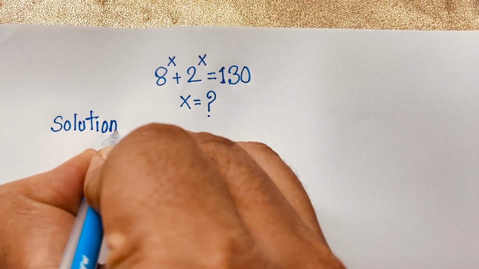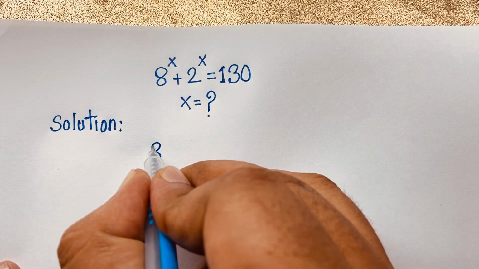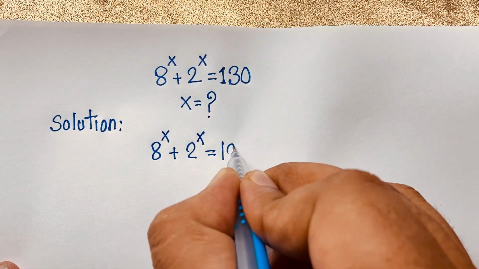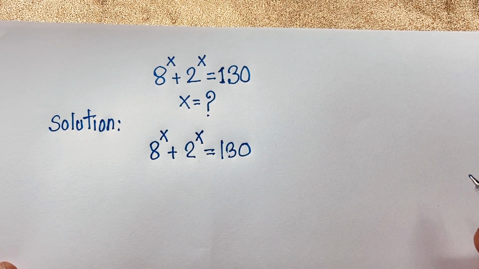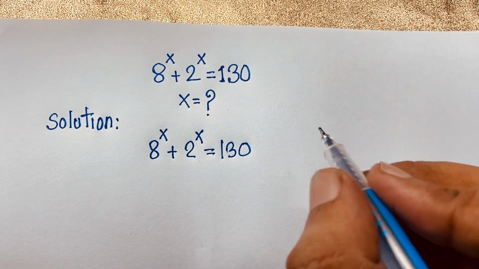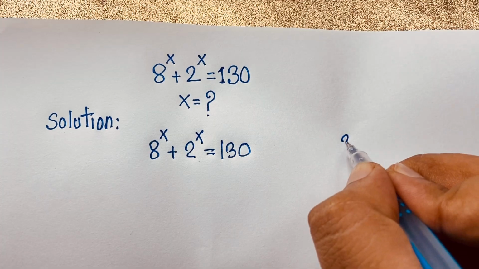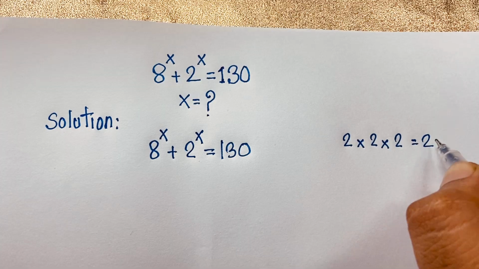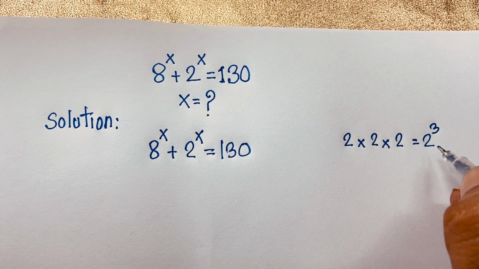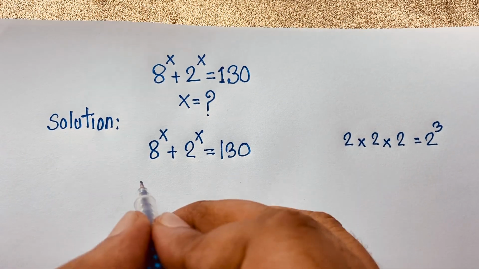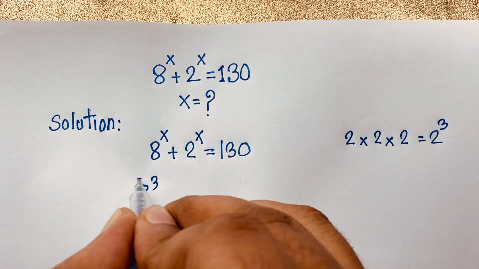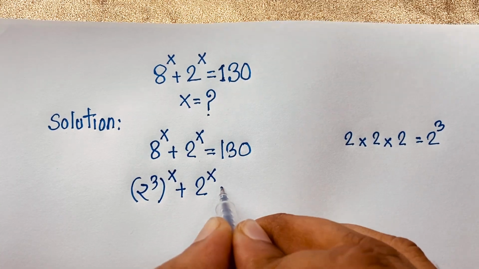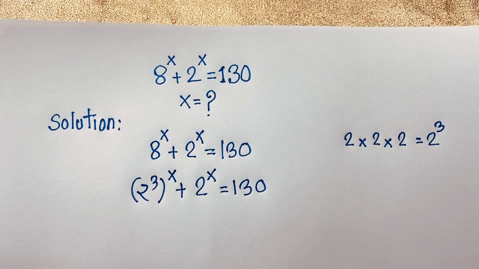Our math solution: here is 8 to the power x plus 2 to the power x is equal to 130. This is our question. I solve this question step by step. Now this 8 you can easily write as 2 times 2 times 2, it will be 2 to the power 3. I mean 8 will be 2 to the power 3. So I can write this 8 as 2 to the power 3 and whole to the power x, plus 2 to the power x is equal to 130.